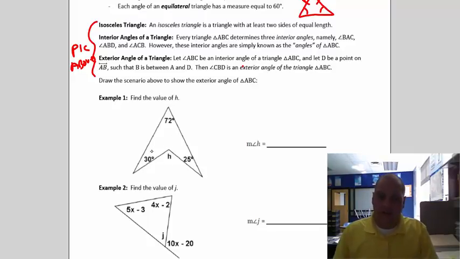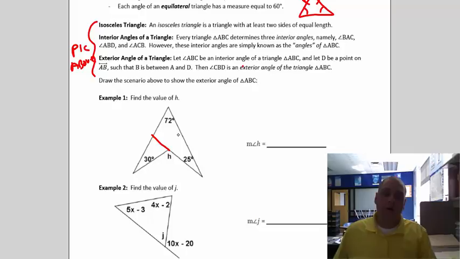All right, so find the value of h. All right, so how are we going to do this? How are we going to find the value of h? I know this angle is 72. I know this angle is 30. I know this angle is 25. So what can we do to figure out angle h? All right, so, well, we can draw an auxiliary line. Okay, so we can extend this right here and make it into 2 triangles.